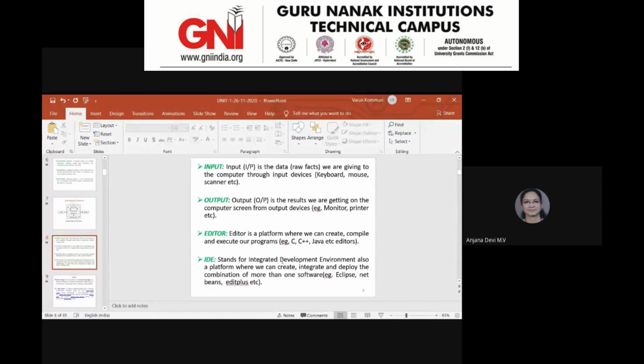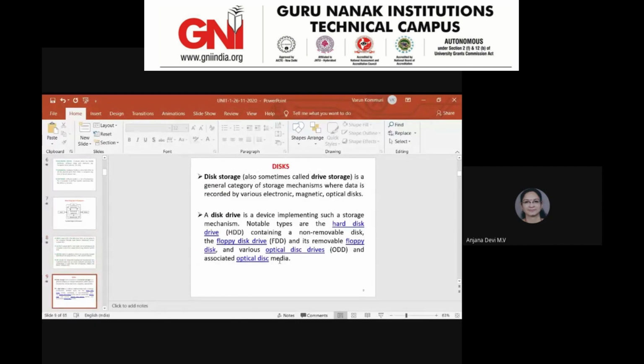Right? Okay, so already we have discussed. Secondly, to store the data permanently, we are using hard disks, CDs, DVDs, floppy disks, all those things, right? So these are all called what? Disks. So these disks we are using to store the data permanently. Okay, so what are the disks we are using to store the data permanently? Hard disk drive (HDD), then floppy disk drive, then optical disk drives.